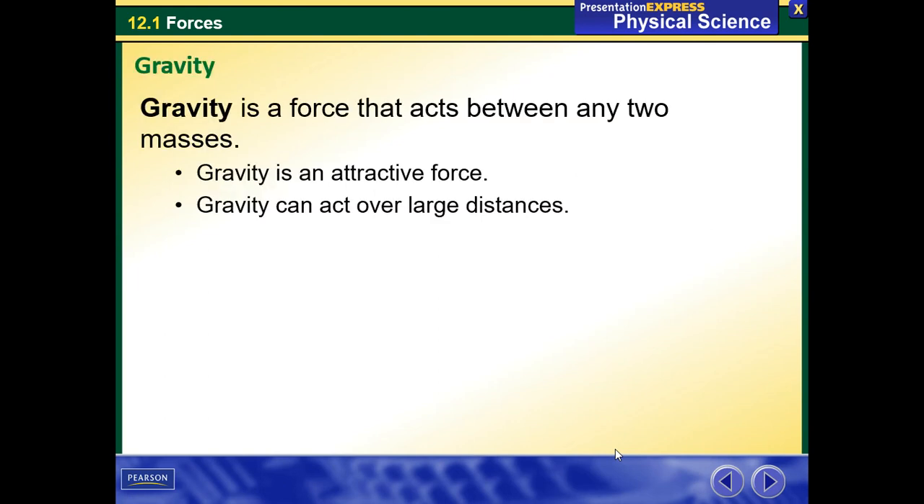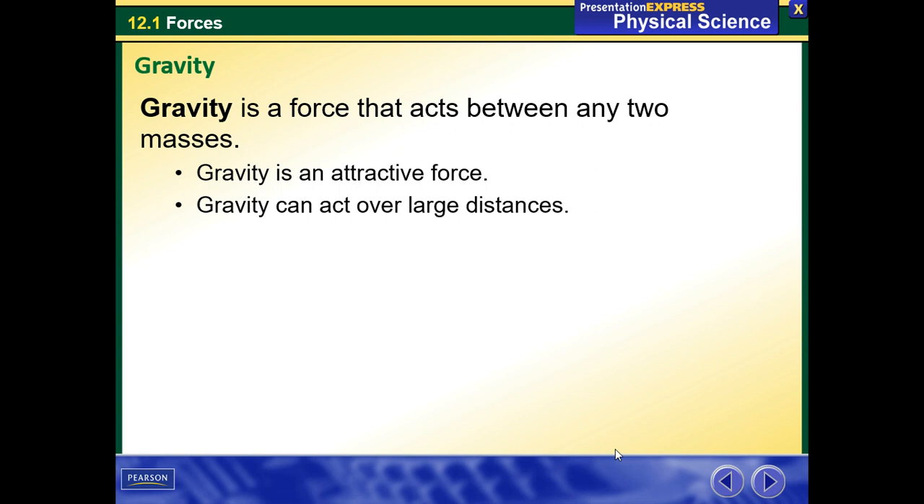In this section, we're going to start off by talking about a force most of you should be familiar with, which is gravity. Gravity is a force because it is a pull that acts on any objects that have mass, so between any two masses. Gravity is actually considered an attractive force because it pulls things together.